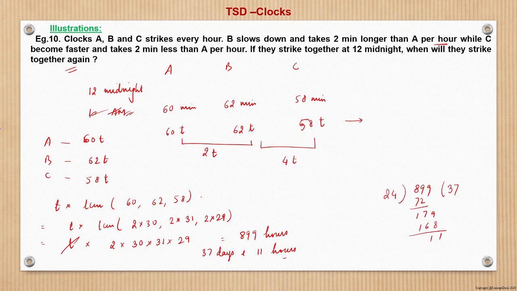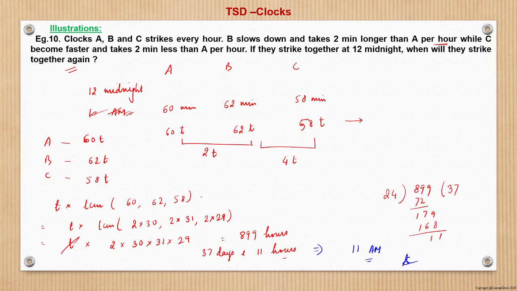So what is that time after 37 days and 11 hours? They strike together at 12 midnight. So next they will be striking at 11 a.m. after 37 days. This is the answer to this question, right?